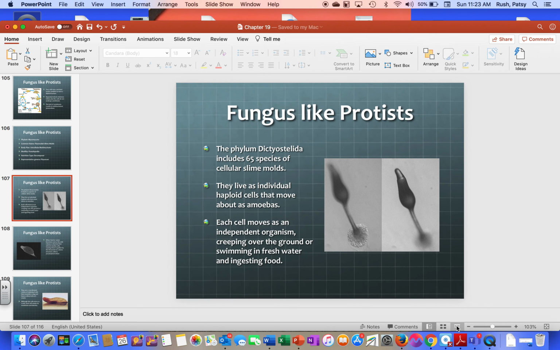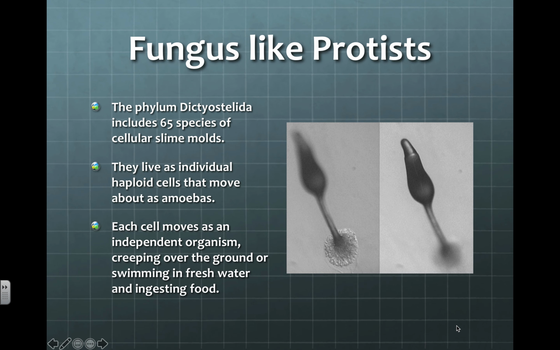Next, we have our cellular slime molds, and they're cellular because they are haploid, but they actually do have cell walls in between their cells, so they're not just this mass of slime with demarcation in between their cells. This says there's 65 species. I think there's more like 71.